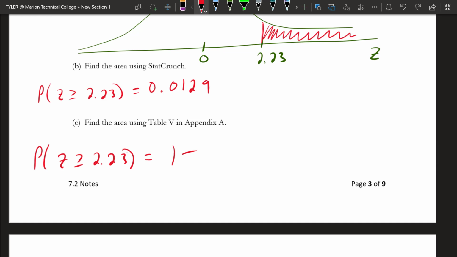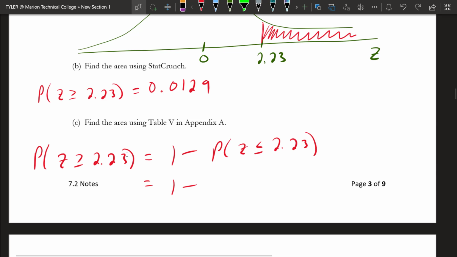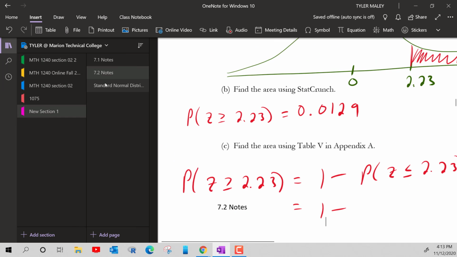So then using the table, similar to before, what we're going to want to do is take 1 minus the probability to the left, if you want to use the table. Because again, I can look up the area to the left in the table, because it always goes to the left.